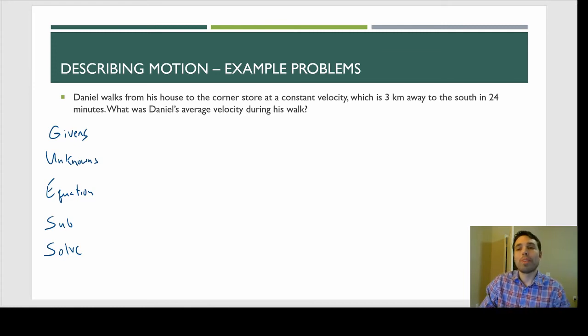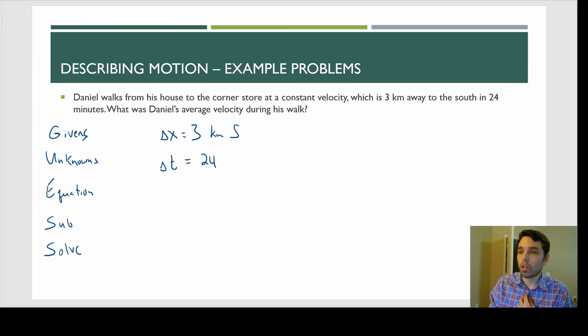All right, what does the problem give us right off the bat? Well, it tells us that from his house to the corner store, it is 3 kilometers to the south. So we know that delta x is 3 kilometers to the south. All right, so I'm going to write that down. Let's see, what else does it give us? It says the time it takes Daniel to do this is 24 minutes.